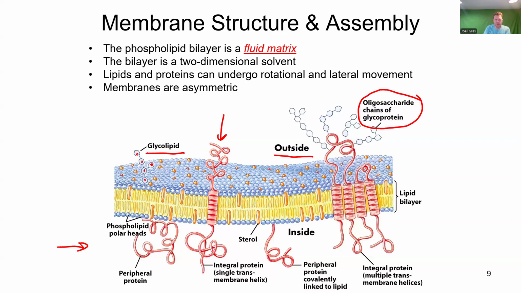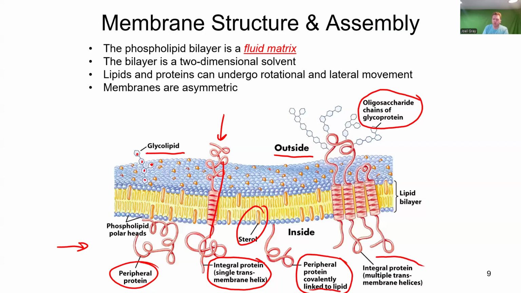Now, on the inside, we've got proteins. We've got integral proteins that are a part of a membrane protein, a polypeptide that spans a membrane, with a single transmembrane helix. We've also got sterols, like cholesterol. Then we've got peripheral proteins linked to a lipid. We'll get more into that after a little while. Then we've got integral proteins with multiple transmembrane helices. So we've got multiple of these helices.